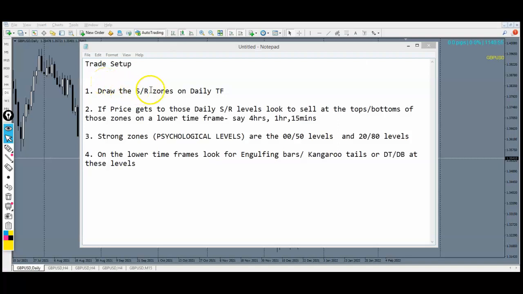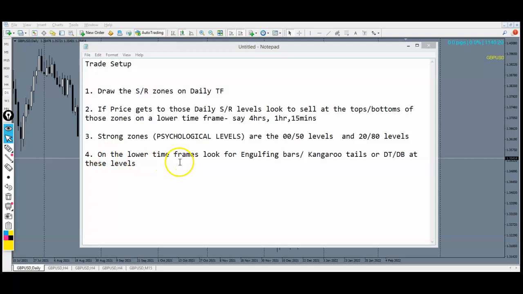We draw support and resistance on the daily time frame. If price gets to this support and resistance zone, we look to sell at the tops and buy at the bottoms of those zones on a lower time frame. Strong zones are usually referred to as the psychological levels, which are the 00 and the 50, the 20 and the 80. We'll look to sell or buy at those levels.